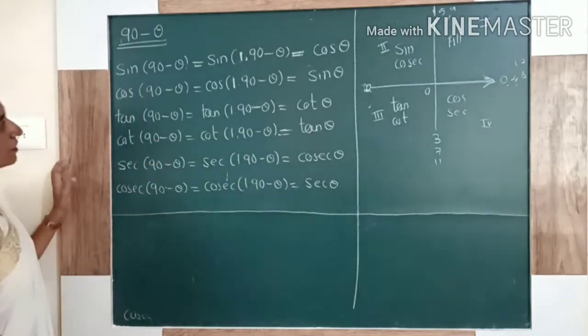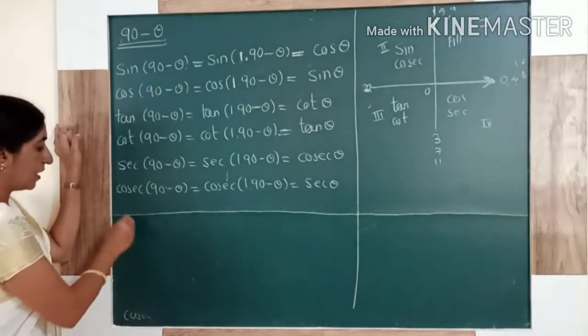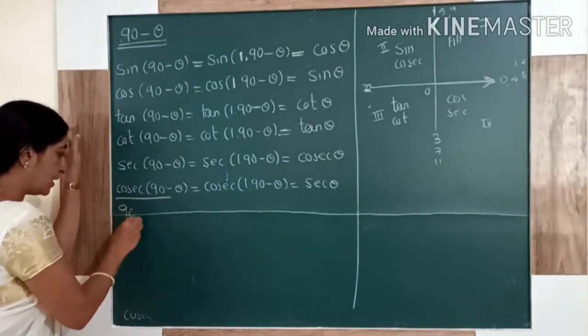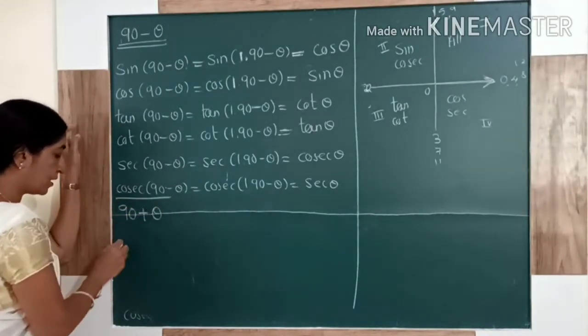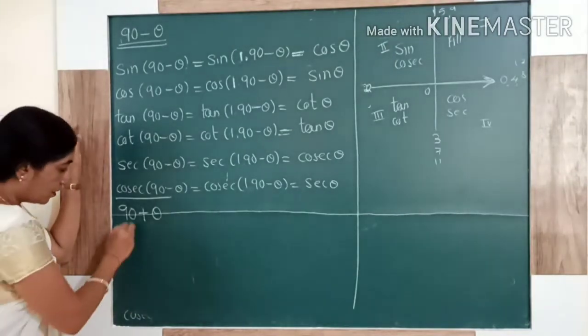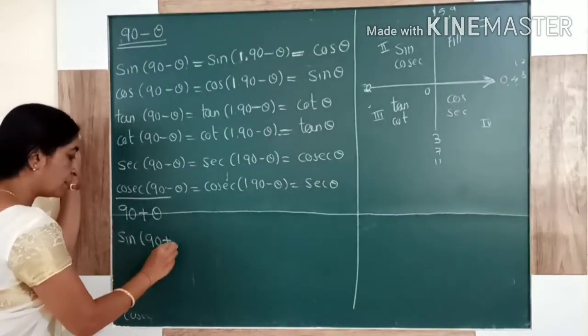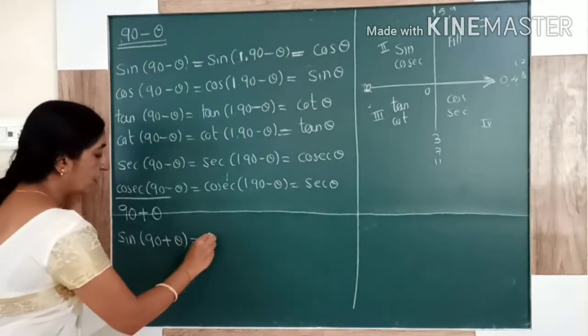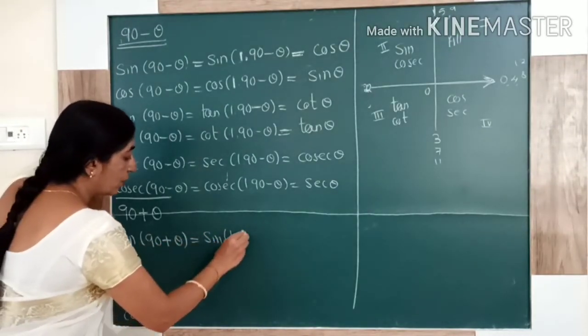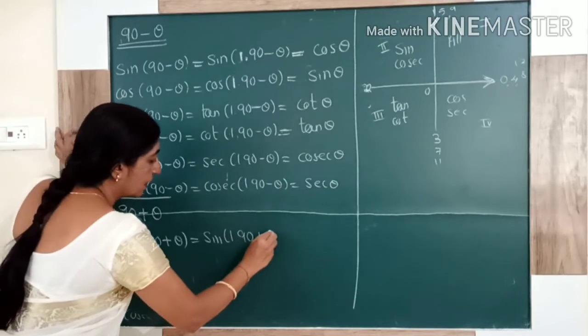So this is about 90 minus theta. Now I am giving 90 plus theta. See students, you are getting over what? Now write down all 6. Sin 90 plus theta, how do you write? Sin 1 into 90 plus theta.